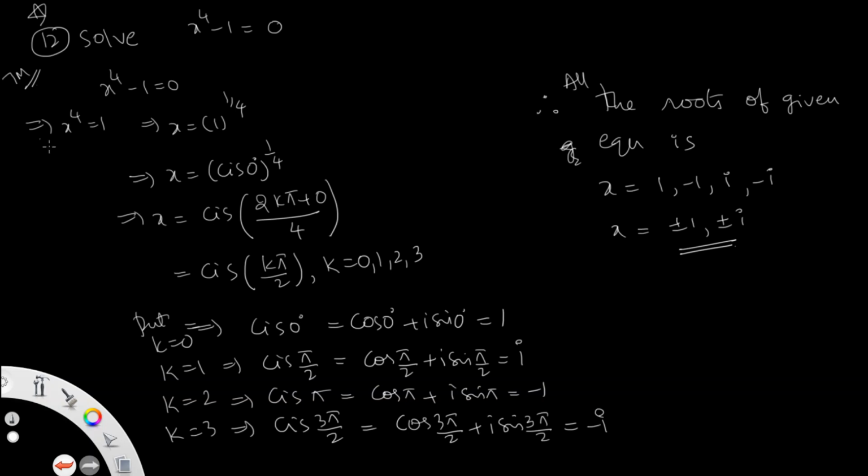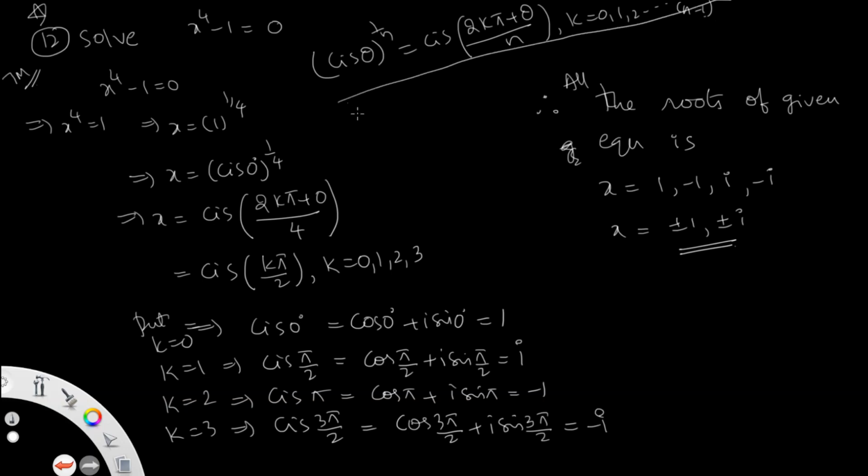So x power 4 minus 1 equal to 0. This formula is cis theta whole to the power of 1 by n, nothing but cis of (2k pi plus theta) by n, where k equal to 0, 1, 2, and so on up to n minus 1. This is the formula for nth roots of unity. Then cis of (2k pi plus theta), theta means 0, by 4, cis k pi by 2: cis 0, cis pi by 2, cis pi, cis 3 pi by 2. Therefore, all the roots of the given equation are plus or minus 1, plus or minus i. So this is the question. Therefore, practice more.